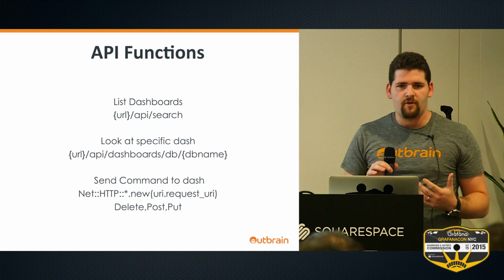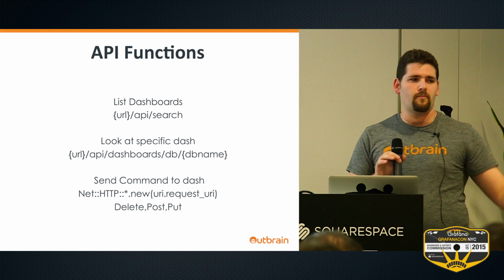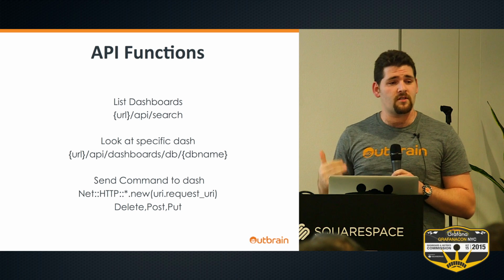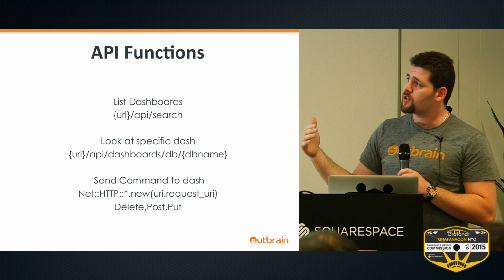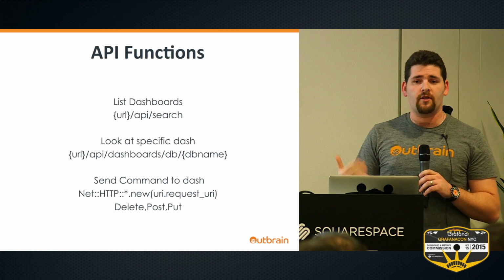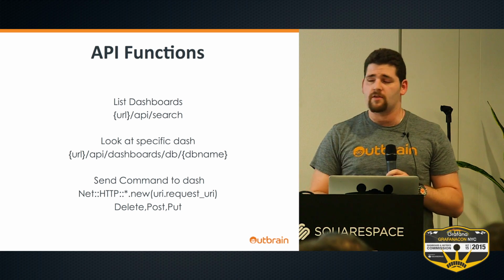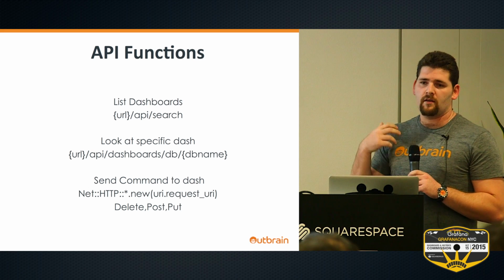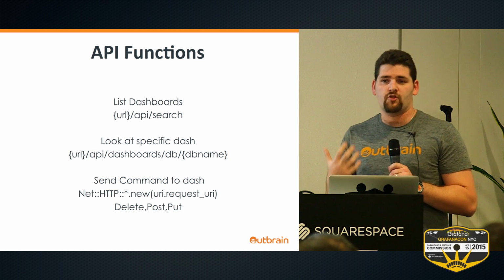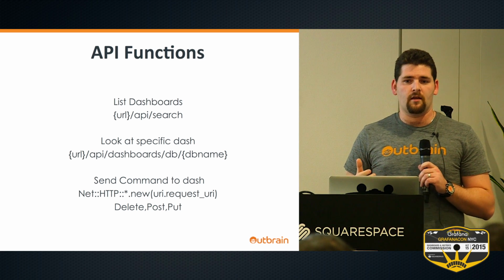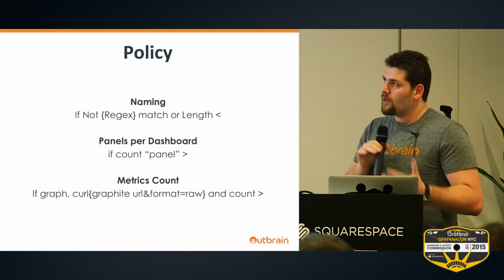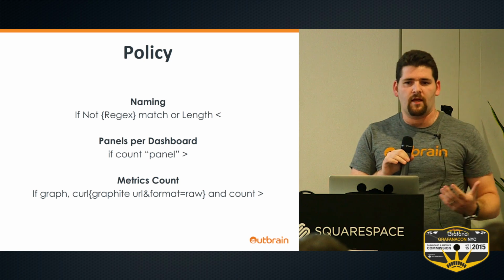So just to go over some quick API functions that are already built in to Grafana, there's a million lines of documentation about them. You could just use a search function to give you a list of dashboards. You can look at a specific dashboard and get a full JSON output of that dashboard. And that's really good to iterate over and see what we like and don't like about this dashboard. And most importantly, you can send deletes, posts, and puts as HTTP requests to the dashboard and make changes. That's really the lever that we use to say this dashboard is a good one and this one's not so good.